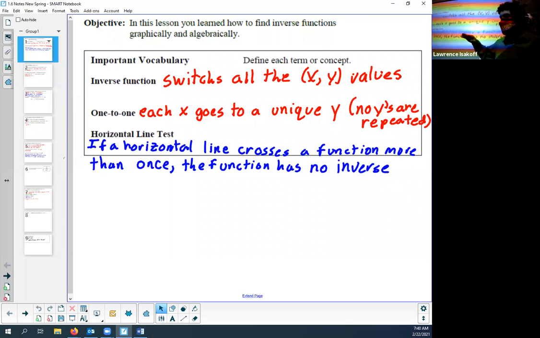Okay, so good morning, guys. Let's get started with our notes on 1.6, which deal with inverse functions.